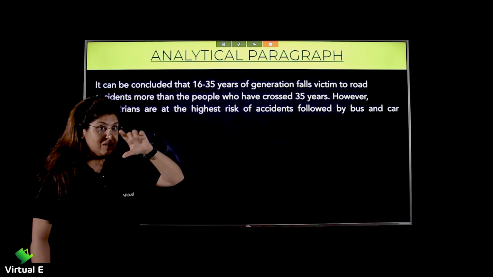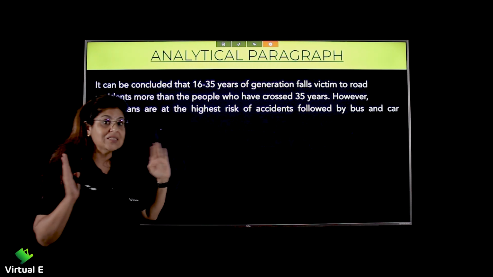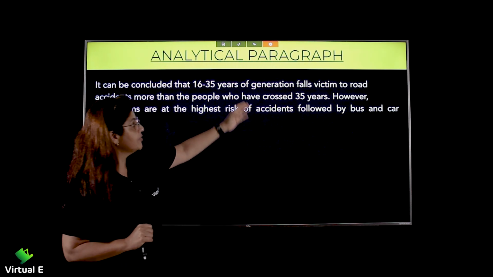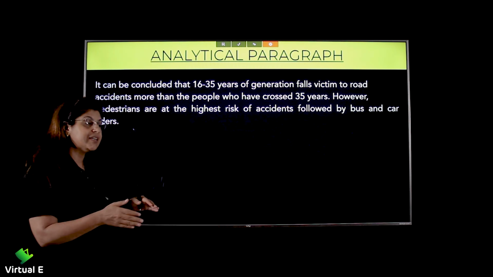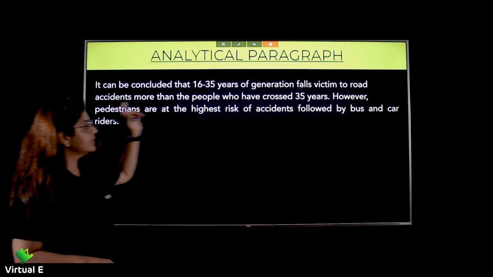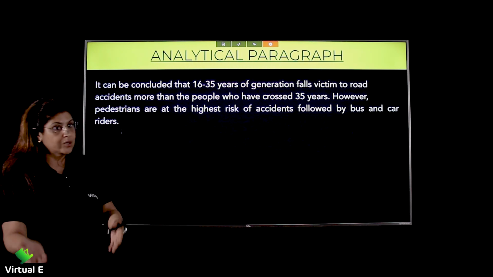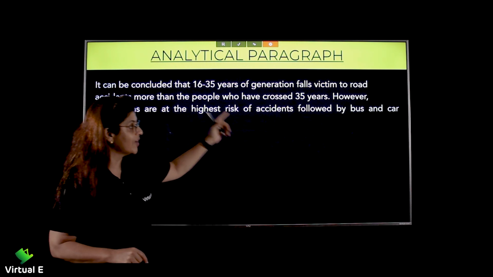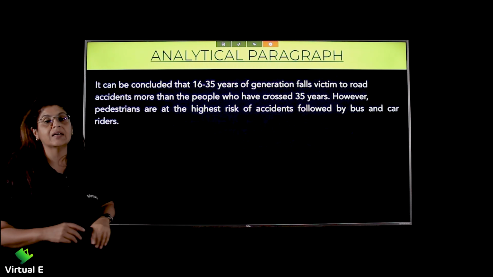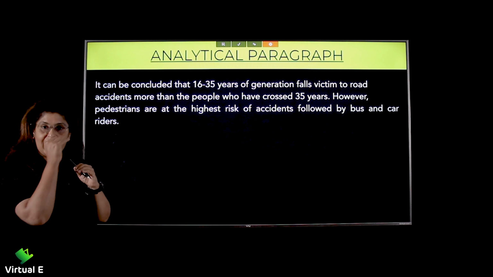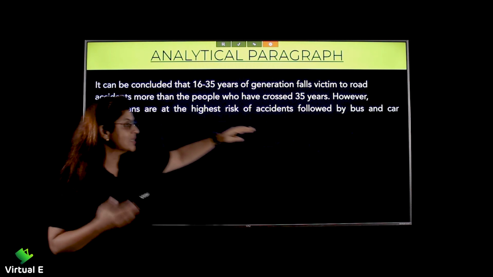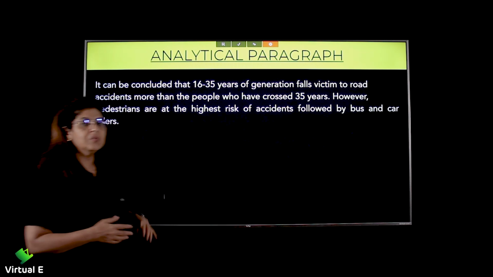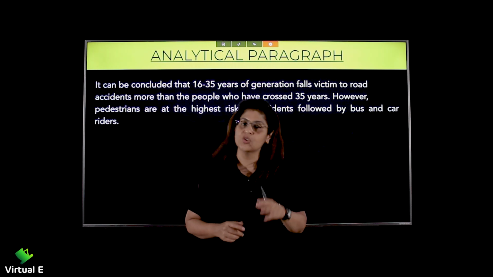It can be concluded. Now, this is our concluding paragraph. Please keep watching. We are not giving our own comments and feedback. It can be concluded that 16 to 35 years of generation falls victim to road accidents more than the people who have crossed 35 years. We just discussed that. However, pedestrians are at the highest risk of accidents, followed by bus and car riders. So pedestrians are at the highest level, then they are followed by the bus and the car riders. That's how the level of risk is. So here we conclude the first illustration. Let's move on to our next illustration.